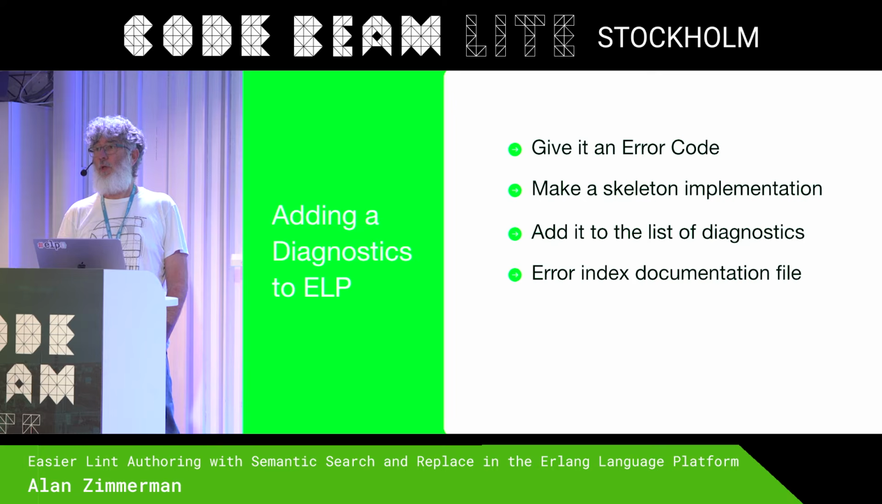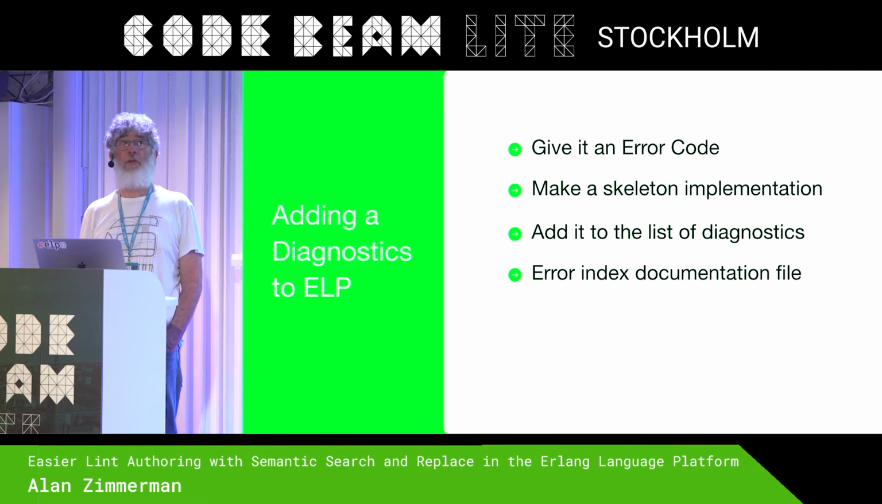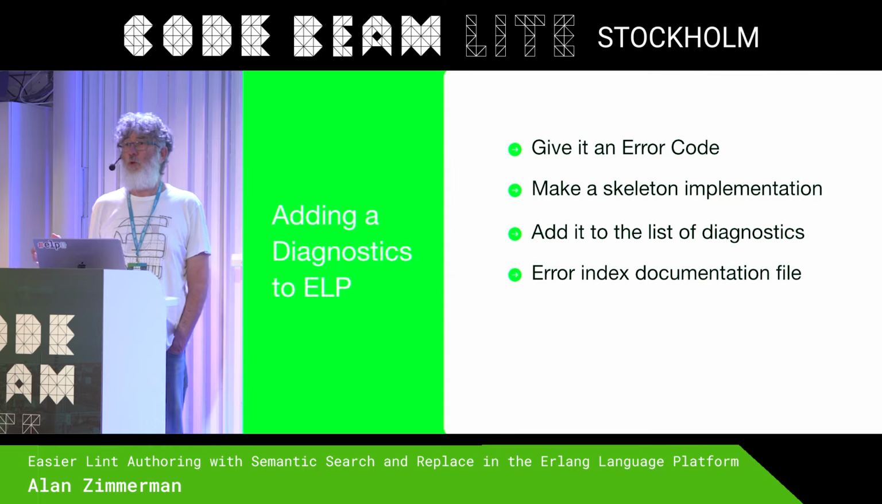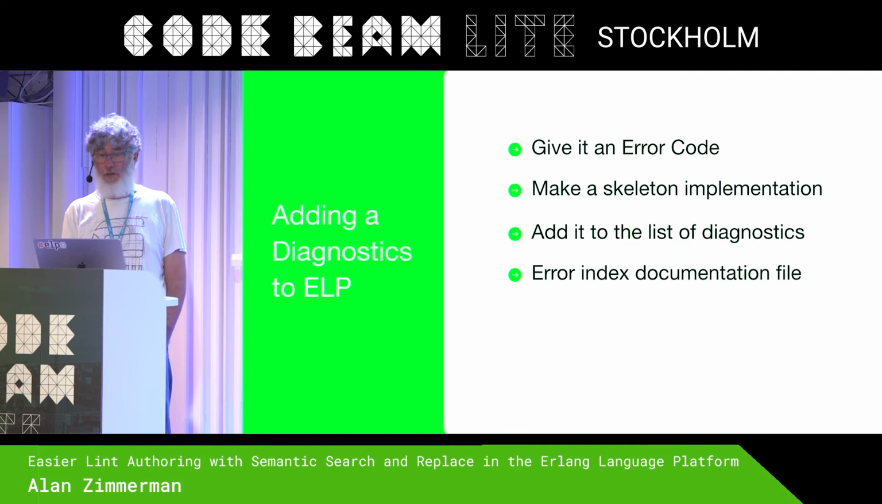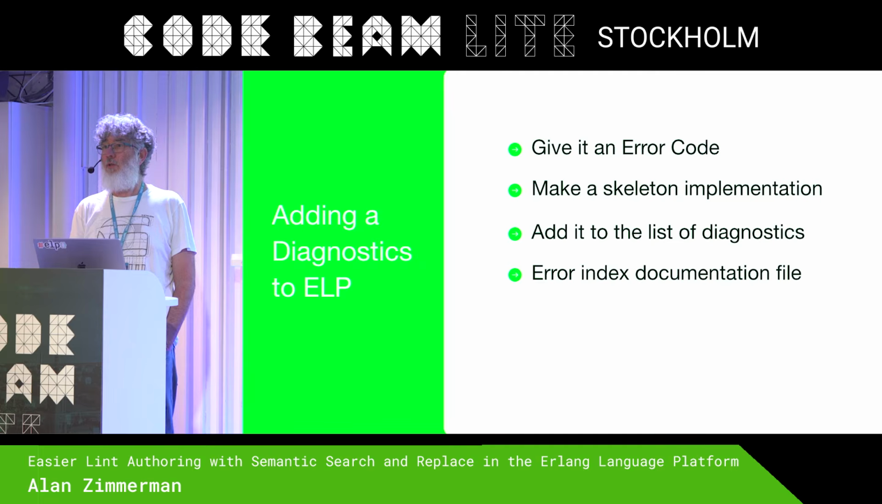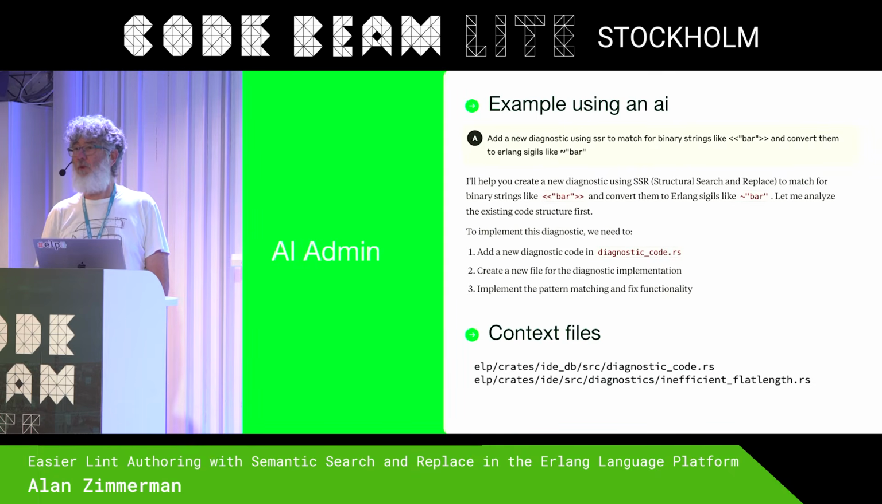Now, if you want to add one, there's a bit of admin you need to do. First of all, you obviously need to give it an error code, and there's a particular way that you give it an error code in the Rust code base. You need to make a function that you're going to call for this thing. You need to tell the code to call this function, and of course, you need to make the error index documentation file. It's a bit of a pain to do that stuff. It's easy to look at the code and copy and paste. There's another way. You can use the modern mechanism.